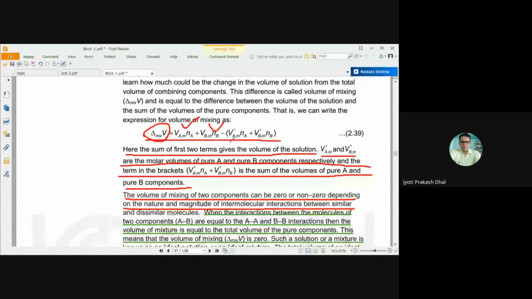So here del mix V equals VAM NA plus VBM NB minus VAM star NA plus VBM star NB. Here the first two terms give the volume of the solution, and VAM star and VBM star are the molar volumes of pure A and pure B components respectively, and the term in the bracket is the sum of the volumes of the pure A and B components.